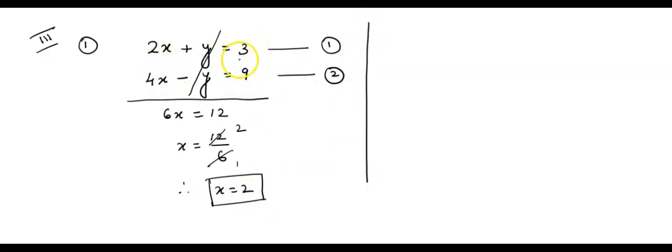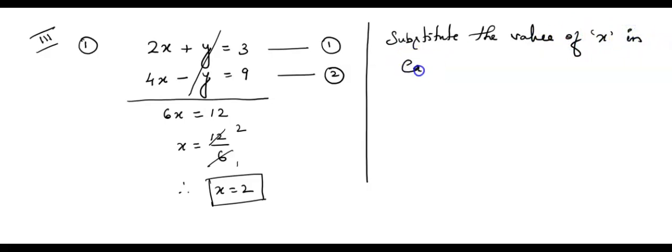In equation 1 and equation 2, you can compare these two equations, whichever is easy for you. The values are simple. The variables are simple. You can take any of the equations. Shall we take equation 1? Okay. Substitute the value of x in equation 1. That is 2x plus y is equal to 3. 2 into the value of x, which is 2, plus y is equal to 3.